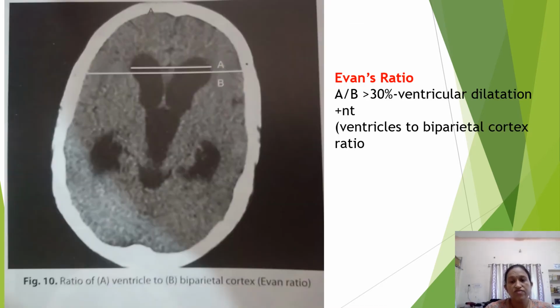Then coming to the Evans ratio. So what is that? In a CT head, A upon B, that A is interventricular diameter. The frontal horns of the lateral ventricle, we take the diameter here, and at the same level we take the internal diameter of the skull also. So if this ratio, that is A upon B, is more than 30%, then it indicates ventricular dilatation. Okay, so it is actually ventricles to biparietal cortex ratio. Okay.